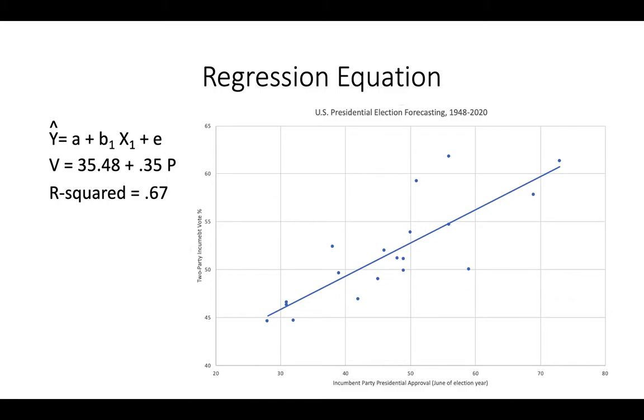The r-squared value of 0.67 tells us just how well our line fits the data. In this instance, we see that 2/3 of the variation in incumbent two-party vote is explained by variation in presidential approval, which in social science research is a relatively high r-squared.